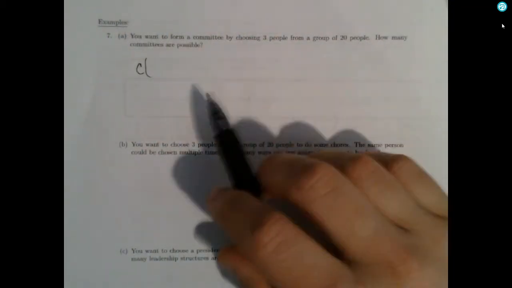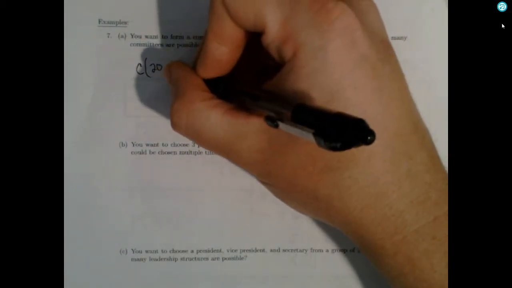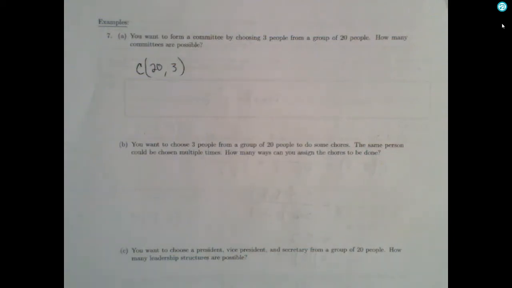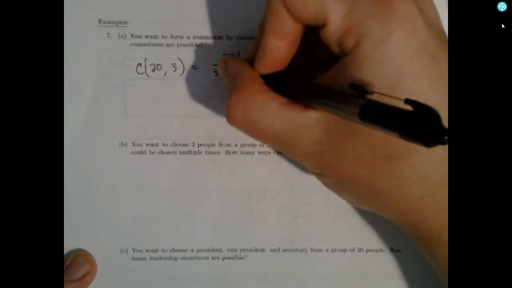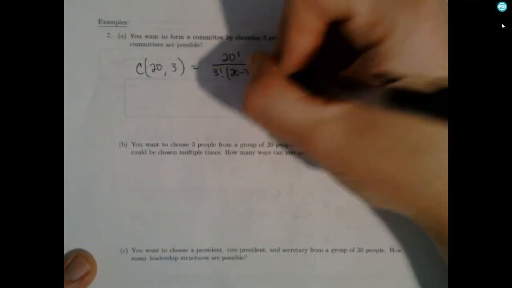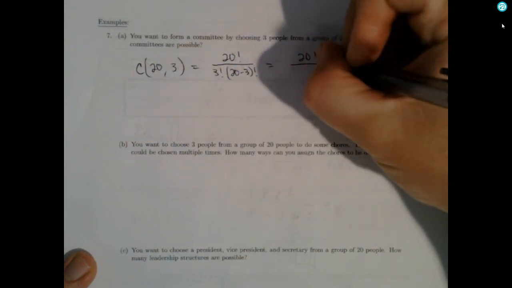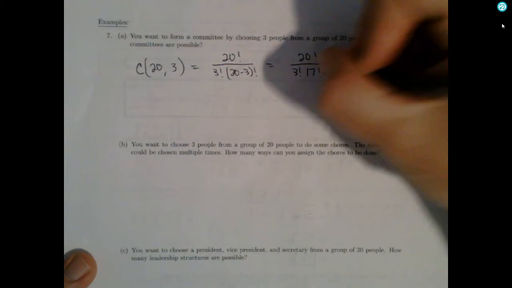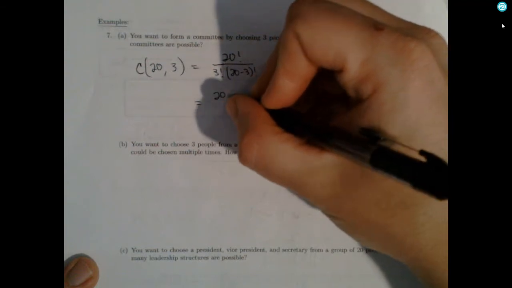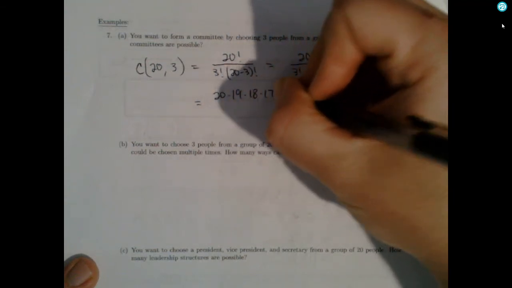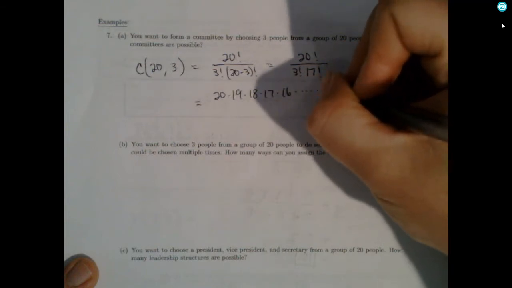Now, you have 20 people to choose from, and you're going to choose 3 people to be on your committee. So that's going to be 20 factorial divided by 3 factorial times 20 minus 3 factorial. So that's 20 factorial divided by 3 factorial times 17 factorial. Okay, so that's 20 times 19 times 18 times 17 times 16 and so forth, all the way down to 1.